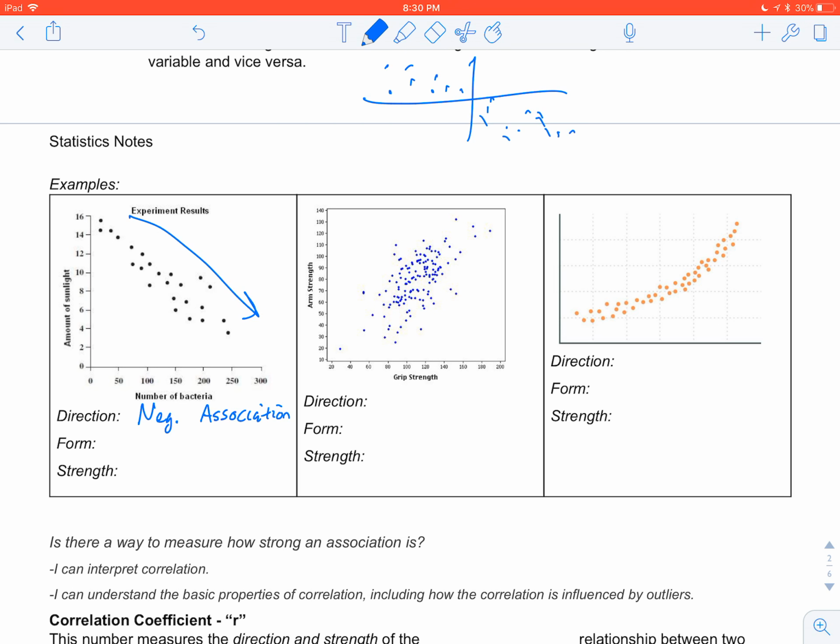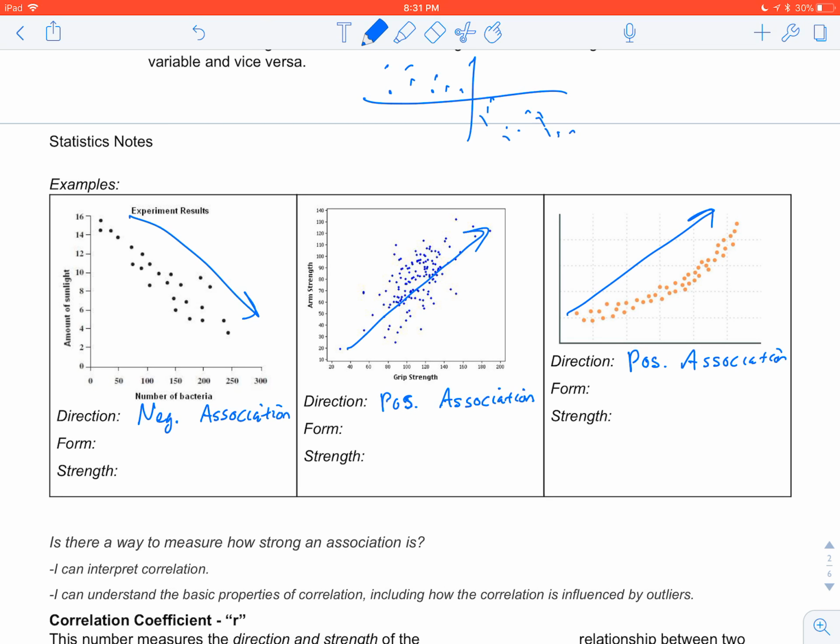The second one, direction. Not as strong, it looks like. We haven't got to that yet. But it's going up from left to right. That's going to be a positive association. The third one, direction. This is also a positive association. It is going up from left to right. Let's draw that arrow like that.